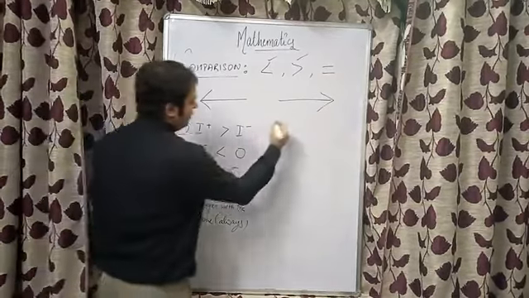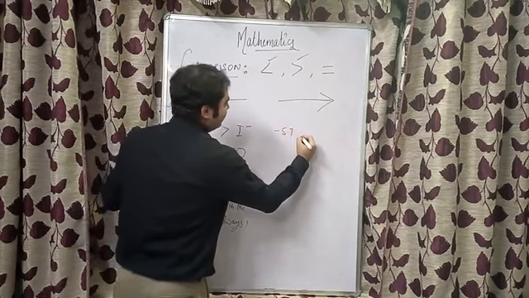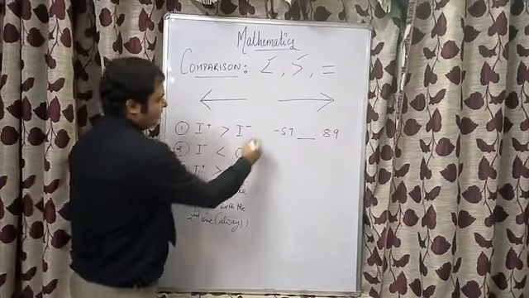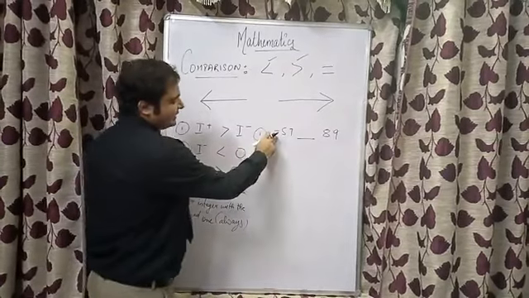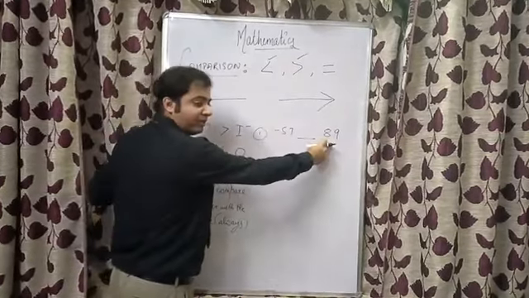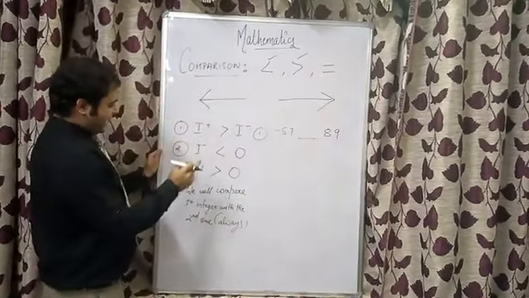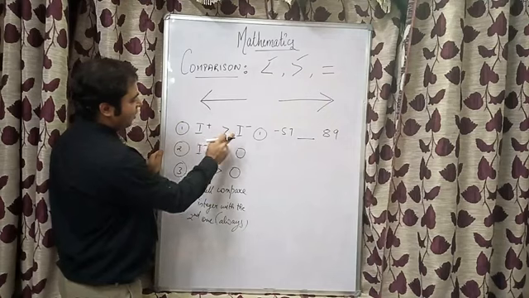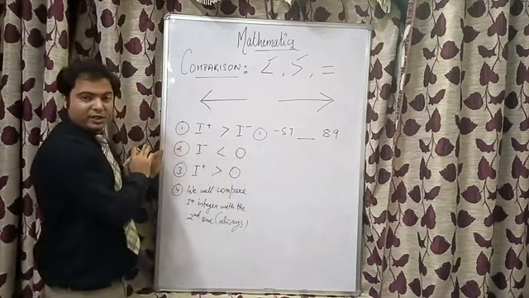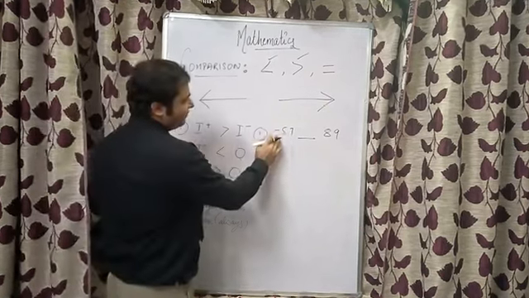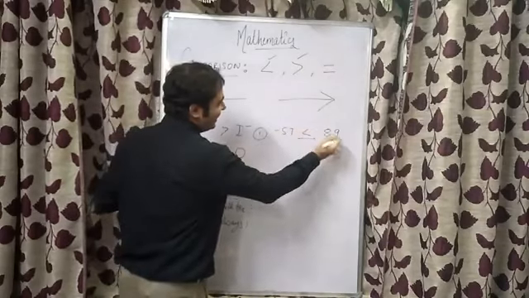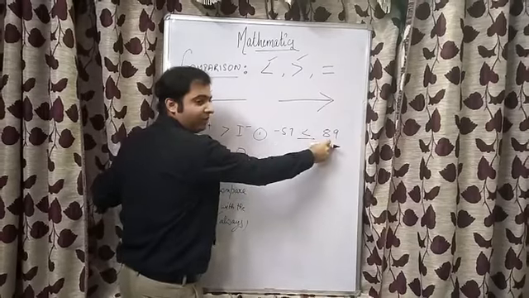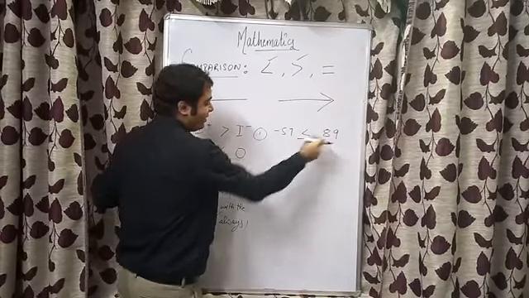For example, minus 57 and 89, right? This is a negative integer and this is a positive integer. As I said, a negative integer is always less than the positive integer, right? So minus 57 will be less than 89, and we'll always compare the first number with the second one, right?